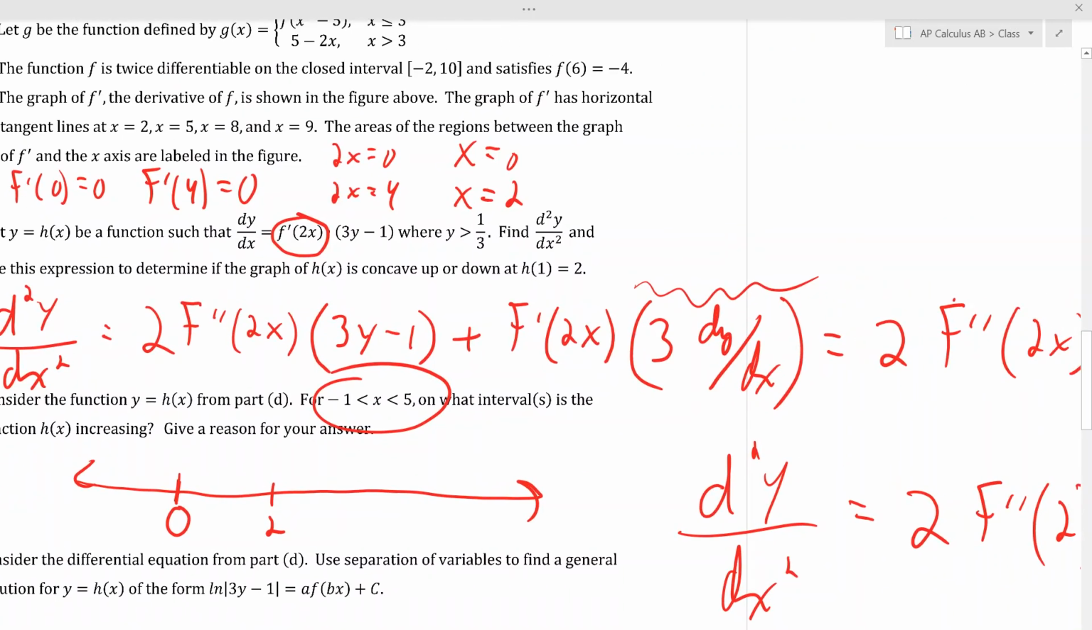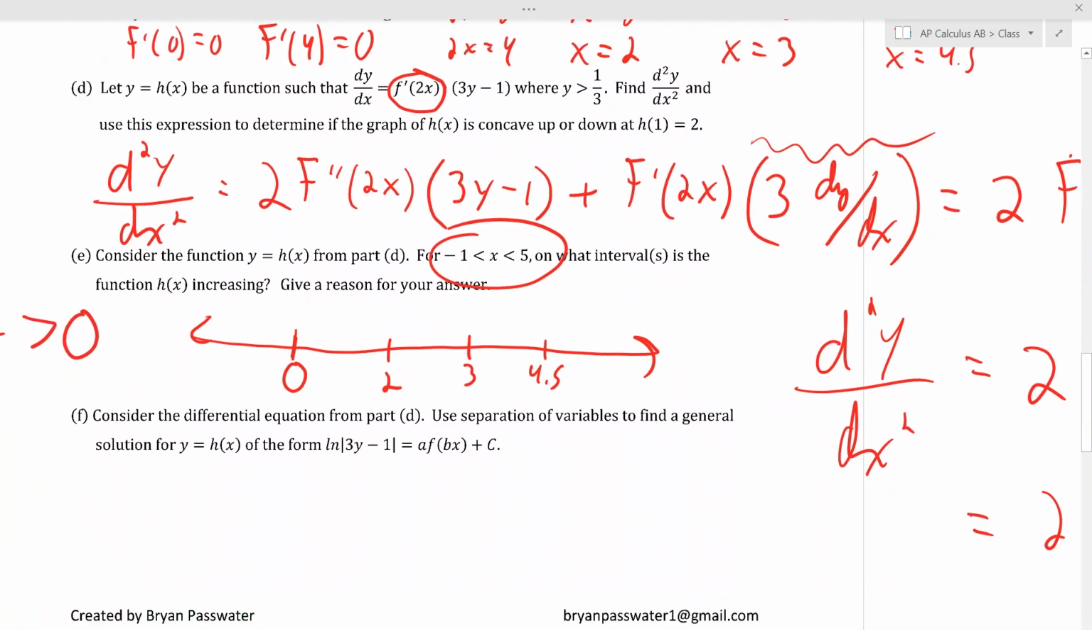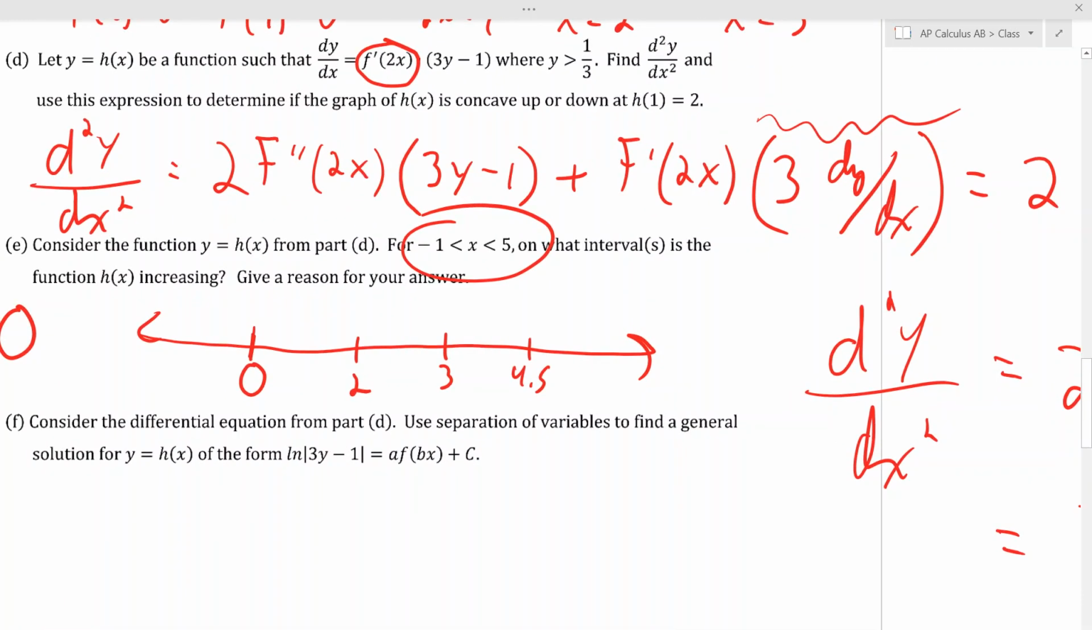But again, because we need that to be 6, we need that to be 3, and equals 9, that's going to happen when we have 9 halves, which is 4.5. So on this number line, it's going to be a 3 and a 4.5. And that seems like a lot, because it really is. We need to check these intervals, okay?